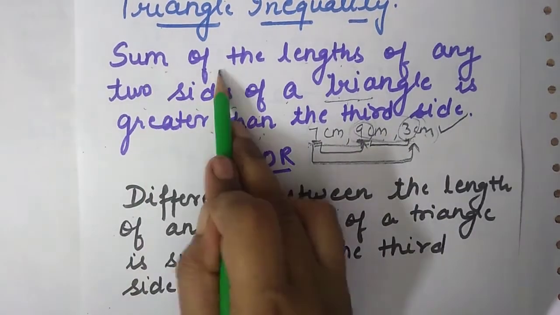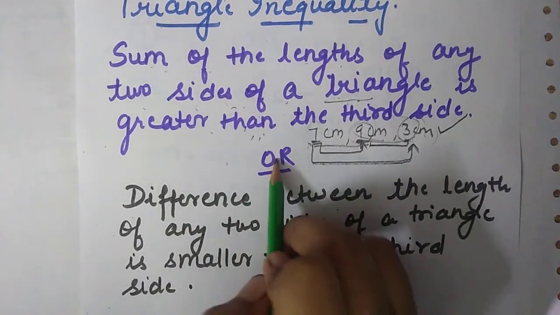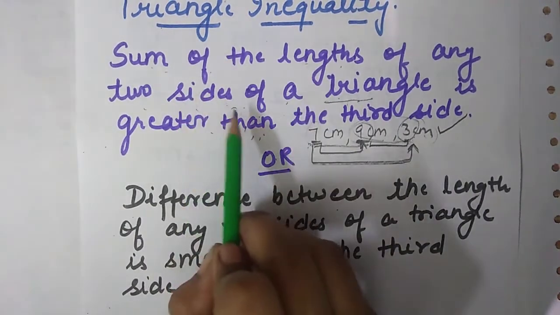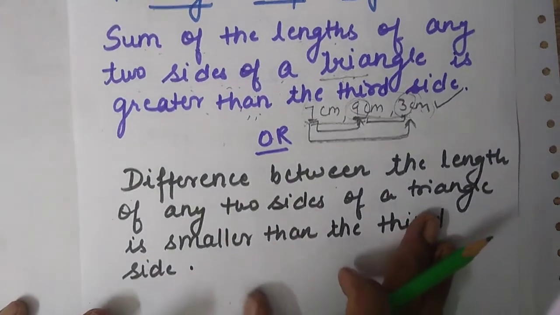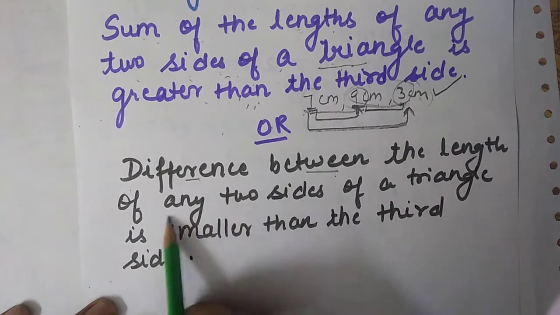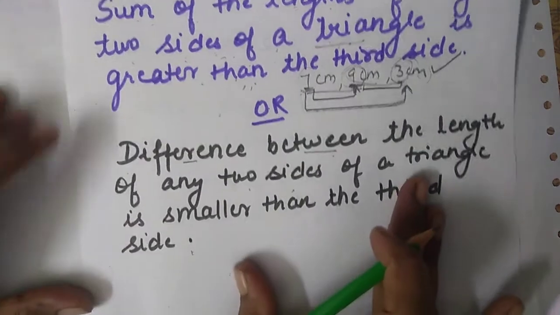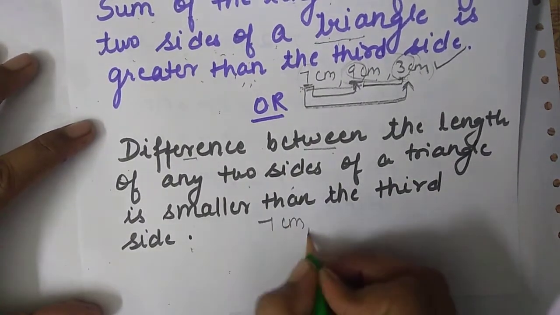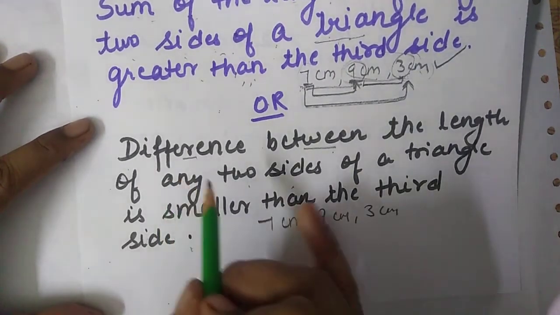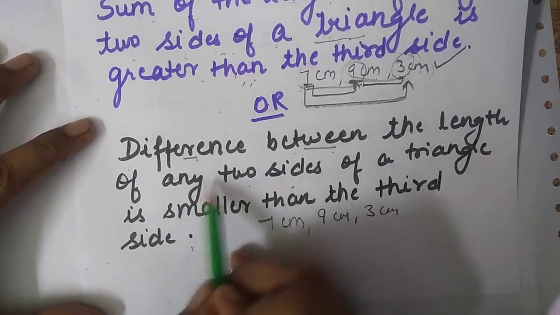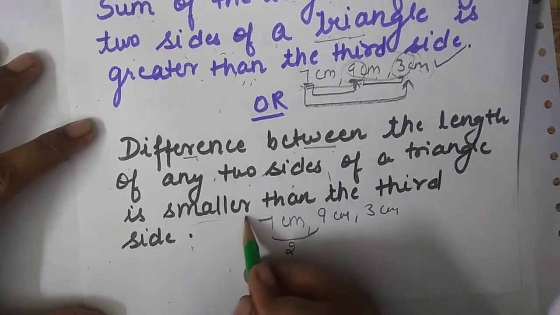The sum of the lengths of two sides of a triangle is greater than the third side. This is what the property says, that the sum of the lengths of any two sides is always greater than the third side. Or in different words you can say the difference between the lengths of any two sides is smaller than the third side. So I am taking the same example. Same sides, 7 centimeter, 9 centimeter, 3 centimeter. The statement is saying the difference between the lengths of any two sides. So I have to find the difference. Their difference is 2. That must be smaller than the third.